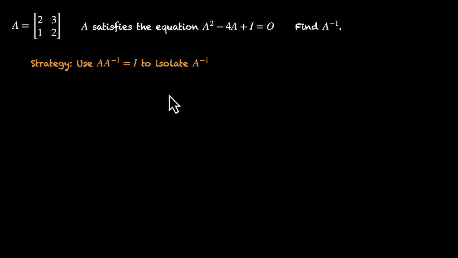So this is the equation. A square minus 4A plus I equals to 0. We can rearrange this as A times A minus 4A equals to minus I. Now we're ready to multiply both sides by A inverse.